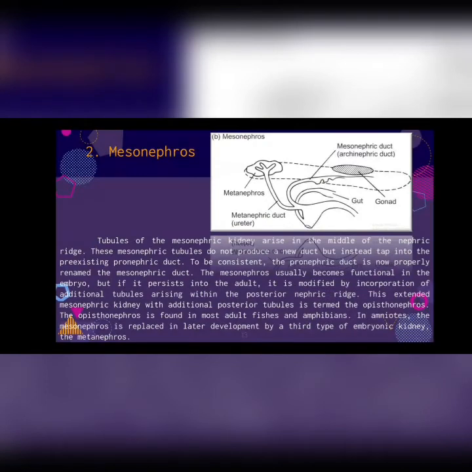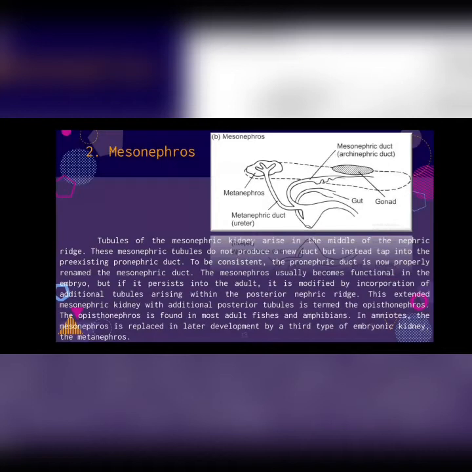And the second type is mesonephros. Tubules of the mesonephric kidney arise in the middle of the nephric ridge. These mesonephric tubules don't produce a new duct but instead tap into the pre-existing pronephric duct. To be consistent, the pronephric duct is now properly renamed the mesonephric duct.